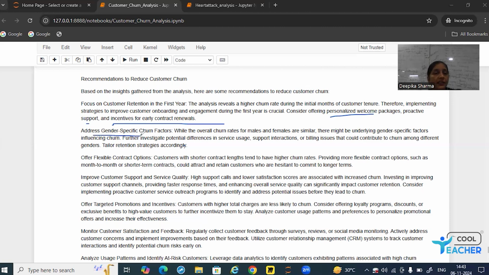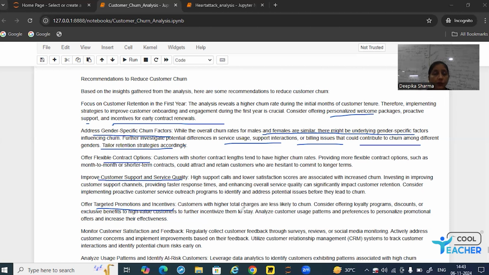We have to address the gender-specific churn factors as well. One has to focus on the female side as well, where one can think about how to give support interactions and service usage calls to support our female customers who are churning the highest in monthly subscription here. So one has to tailor the retention strategies accordingly. We can offer certain flexible contract options also. We can improve the customer support as well as the service quality here. We can offer promotions and incentives also just for customer retention.